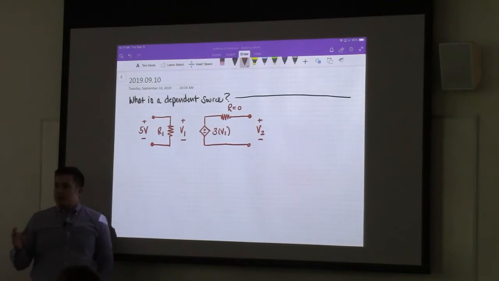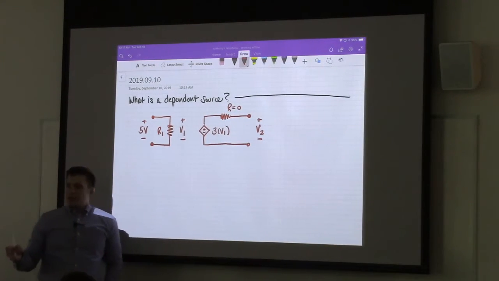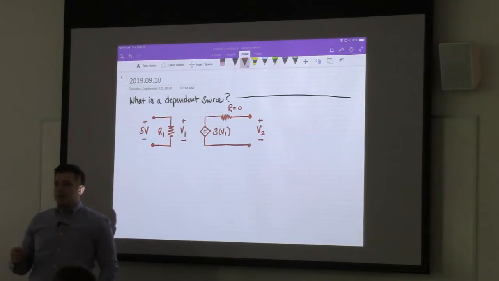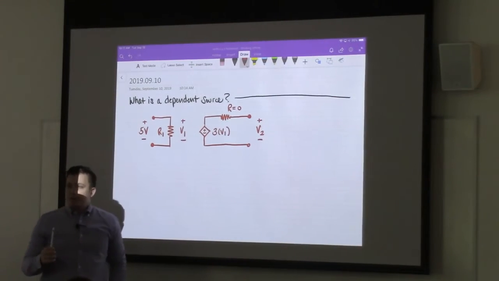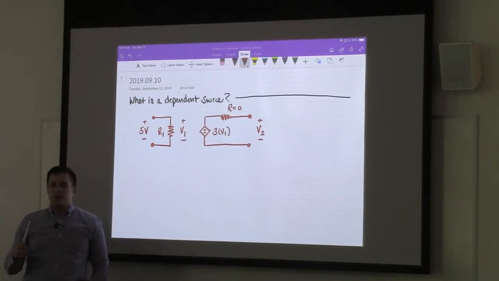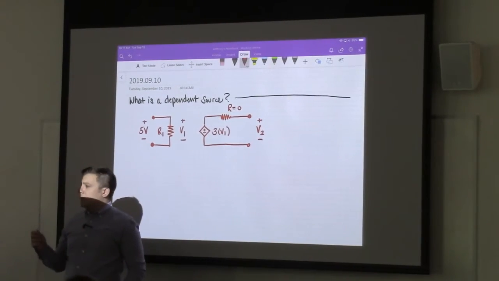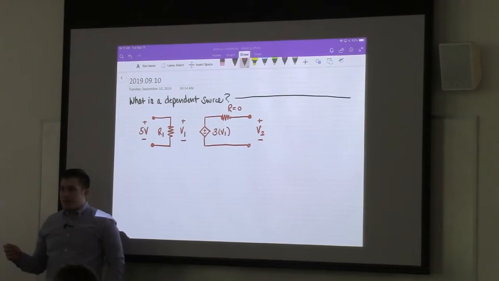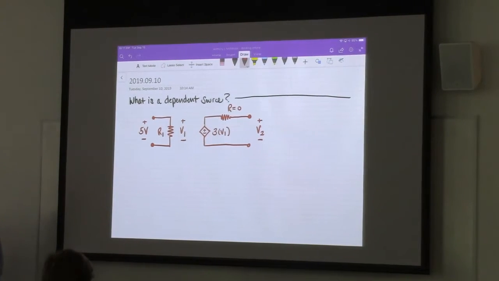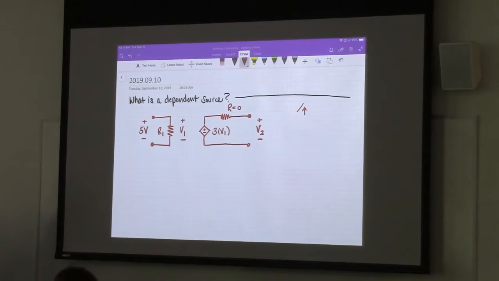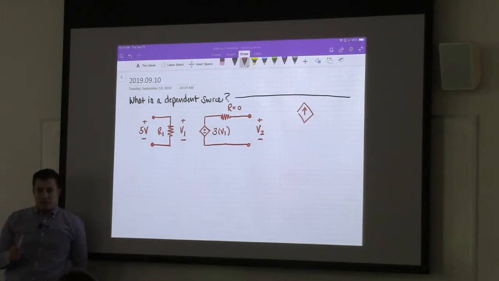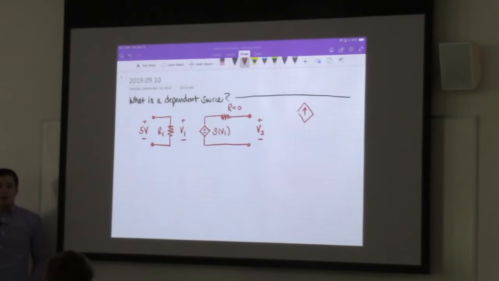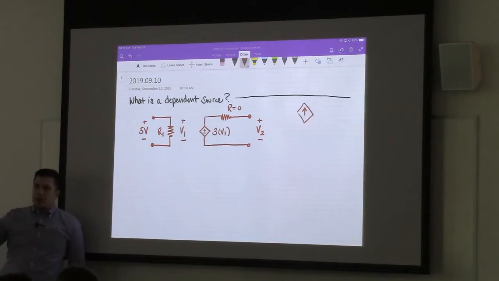Okay? Dependent source, all it means is a source that's dependent on another value. It doesn't matter. If there's a plus and minus inside of it, it's a voltage source, regardless of whether it's dependent on a voltage, a current, a power, or the weather outside. If there's an arrow inside of it, which we haven't talked about current sources explicitly, but we will, that means it's a dependent current source, which means it's defining a current, okay? Regardless of what it's dependent on.